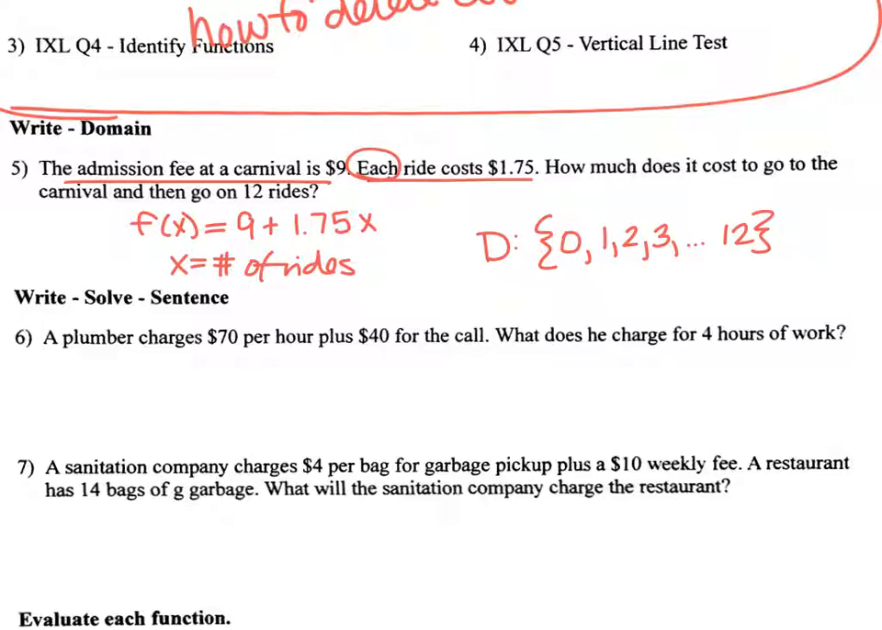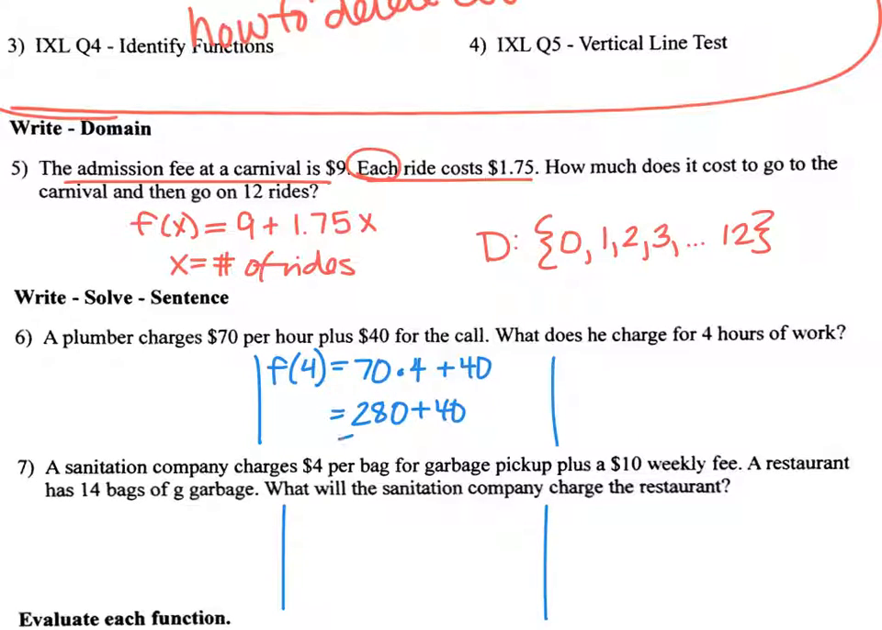Our next two questions are asking us to write, solve, and write a sentence, which most of you in class decided it was easier to solve the question first and then go back and write the equation. So in this first one, if he worked for 4 hours, you would pay the plumber $70 per hour, so that's 70 times 4, plus $40 for the call. All right, if we worked that out, we would get, let's see, 7 times 4 is 28, so 280 plus 40, that's 320. So the solving is that f of 4 equals 320.